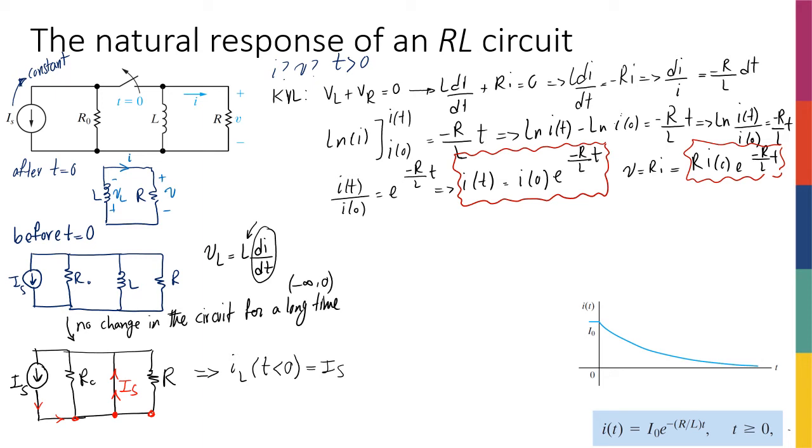Because when I can say IL at t less than 0 is equal to IS, this means that IL at t equal to 0 minus is equal to IS. What do I mean by t equal to 0 minus? I mean just before the switch was opened, like one epsilon, one picosecond, one femtosecond before the switch was open. Just one moment before the switch was open, the current of the inductor was IS.